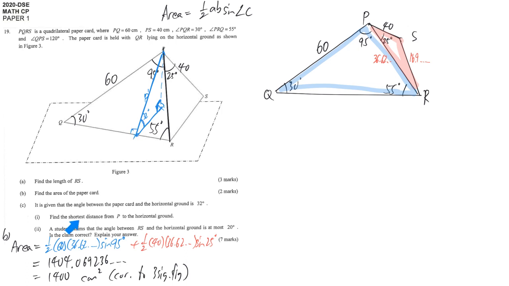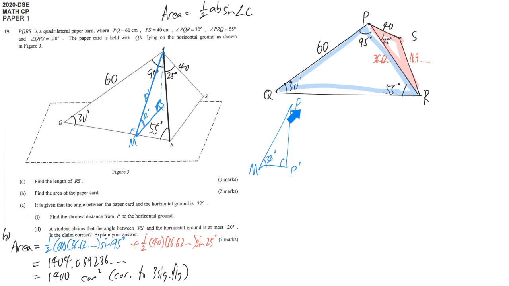What it's asking is about the shortest distance from P to the horizontal ground. That means the distance from P to P prime here is the shortest distance. Let's draw the right-angled triangle cross section. P here, and then the vertical projection point P prime, vertically downward from P. And the intercept point, let it be M. And then we know 32 degrees here.